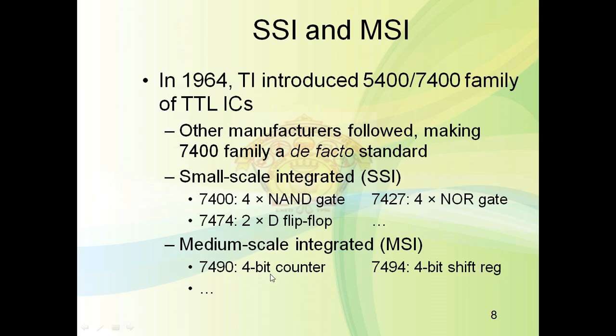In medium scale integration circuits, the number of transistors is increased, up to hundreds. Examples are the 7490, which is a 4-bit counter, or the 7494, which is a 4-bit shift register. The number of transistors is increased.